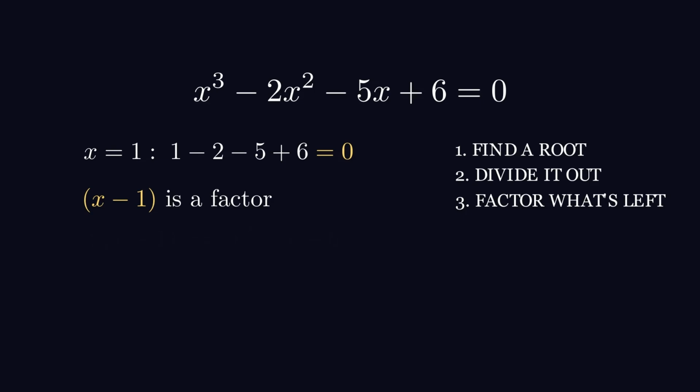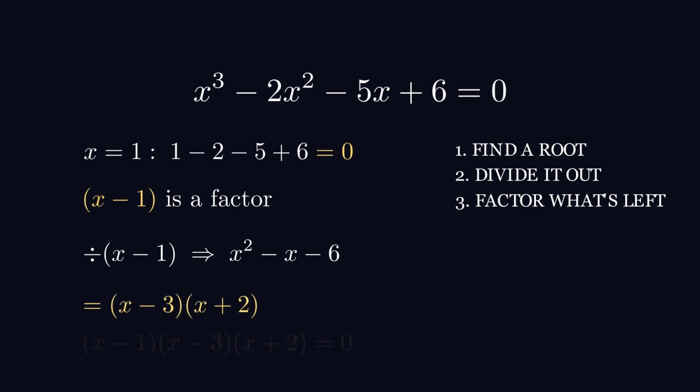Second, divide the cubic by x minus 1, and you're left with a friendly little x squared minus x minus 6. Third, factor that. x minus 3 times x plus 2. So altogether, x minus 1 times x minus 3 times x plus 2, giving you 3 roots. 1, 3, and negative 2. We just hog-tied a cubic.